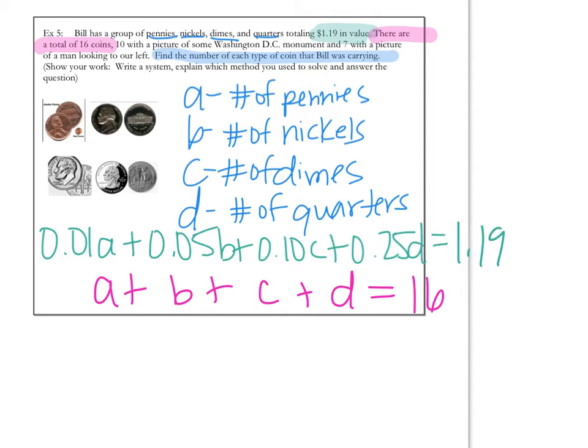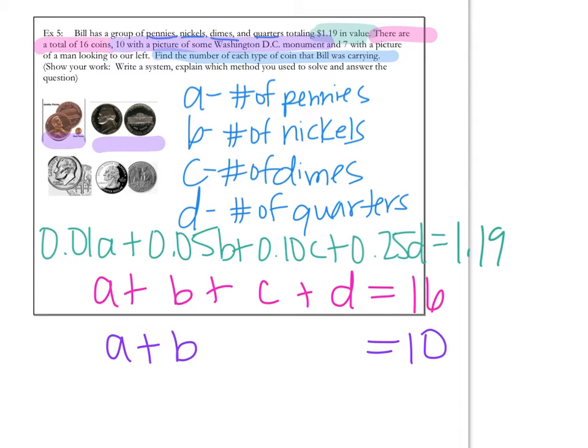The next thing it tells us is 10 have pictures with a Washington, D.C. monument. So that's why I gave you pictures here. The penny has a monument, the nickel, the dime does not, and the quarter does not. So it's just going to be the penny A plus the nickel B. That has to end up equaling 10.